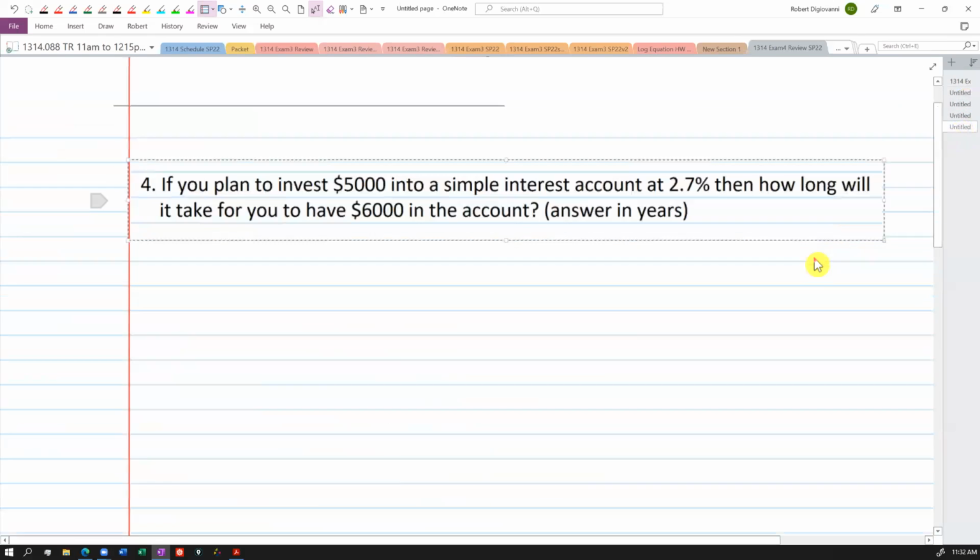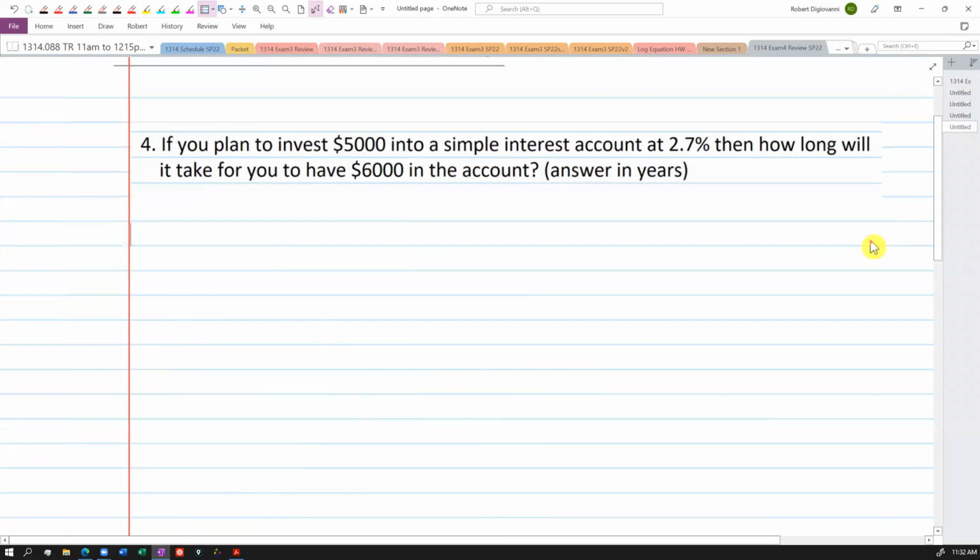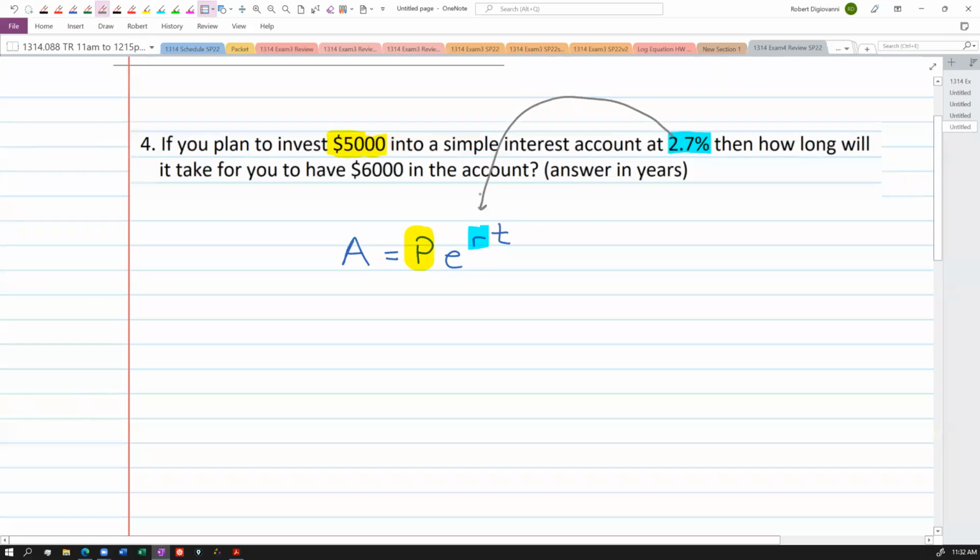There was no solving any sort of equation in that. But on this problem, it's still simple interest, but now we're asked to do something else, right? We plan to put money in to a simple interest account. So I know I'm going to be using the formula A equals P e to the RT, right? The 5,000 is how much I put in to start, so that will be P, right? They tell me my interest rate is 2.7%. That'll be R, right? But remember, you have to convert it to a decimal, right?